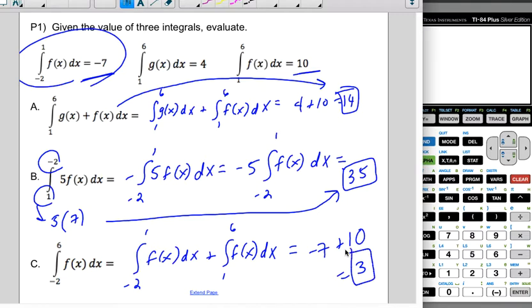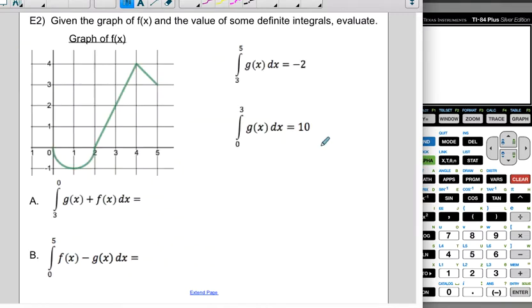Again, if you're skipping to the end on these, nobody thinks you're cheating. It's fine. I just want to show you how it works. All right.